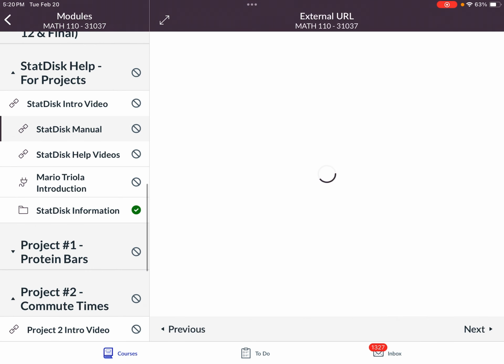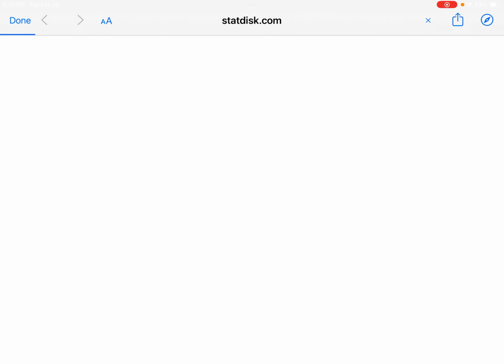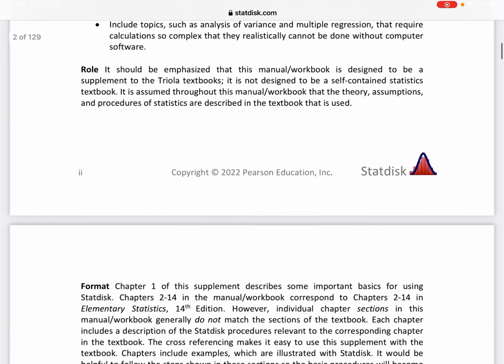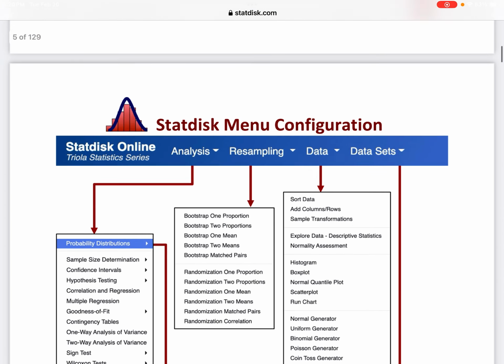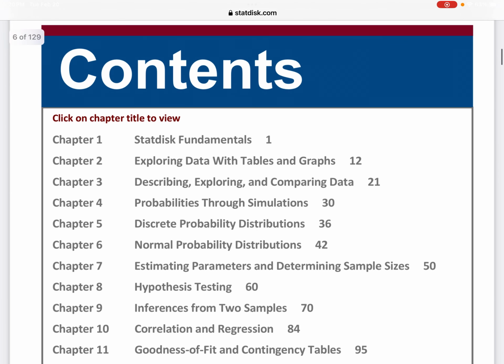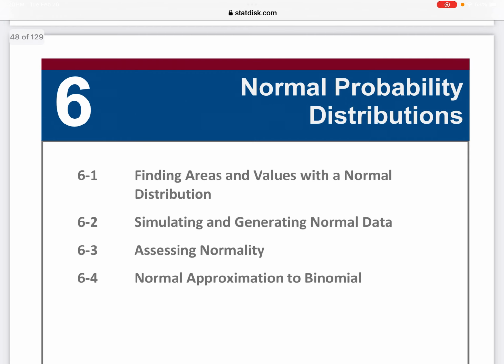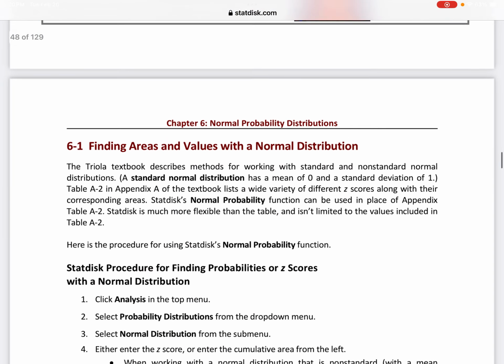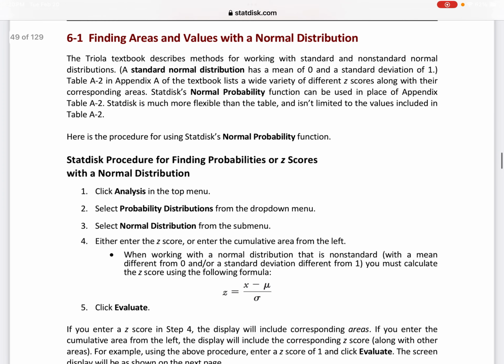So again, with our StatDisk help, we had our manual. Opening up the manual, everything is listed on page 5 in that drop down showing everything. And then on page 6, so this is page 5, page 6 is nice because it does have all those chapters. And again, that normal probability distribution, chapter 6. 7 is dealing with our confidence intervals, which we saw also. But checking out chapter 6, we have finding areas and values with normal distribution. So this would be finding an area or probability.